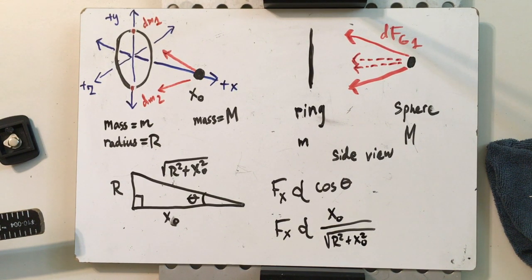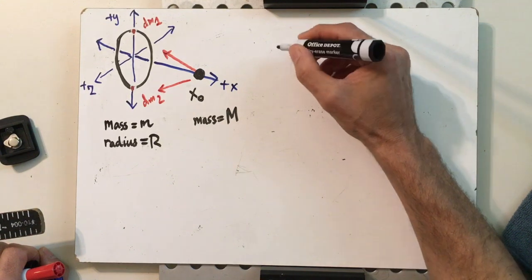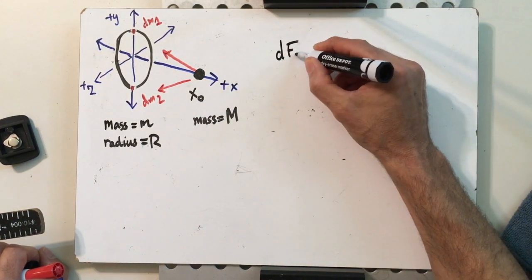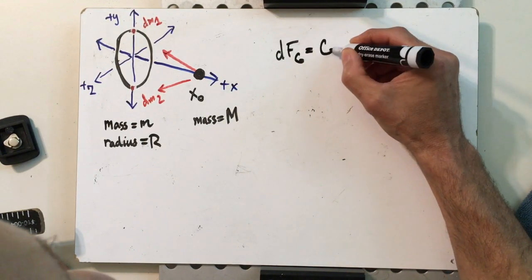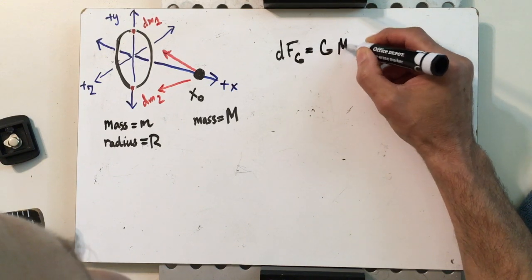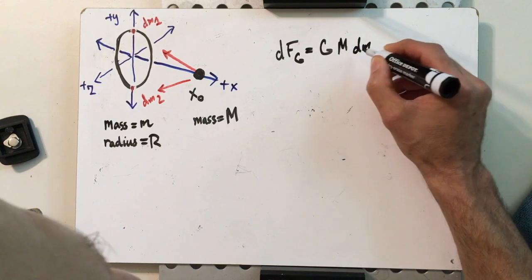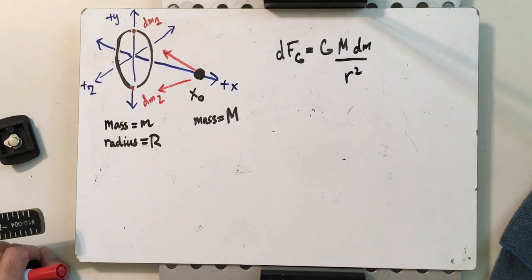Bear with me. I'm going to erase so I have more room on my tiny whiteboard, and then we'll come back. I want to point out something I didn't mention at the beginning. If we look at this situation, we might say a little bit of the force of gravity must be capital G times M, treating the sphere as a point mass, times dm, a little bit of the mass of the ring, over r squared. And it looks like we're going to have to integrate something.